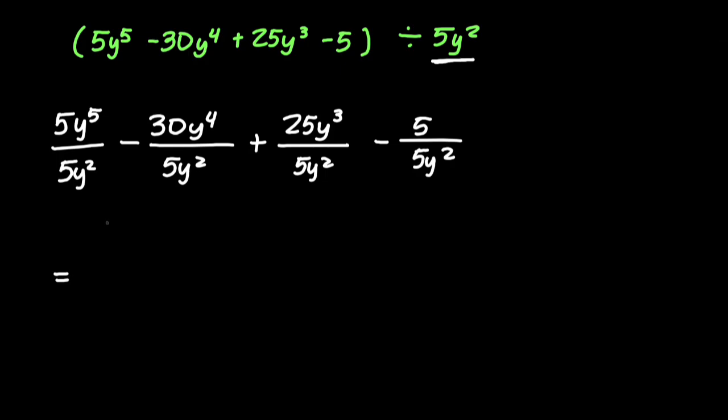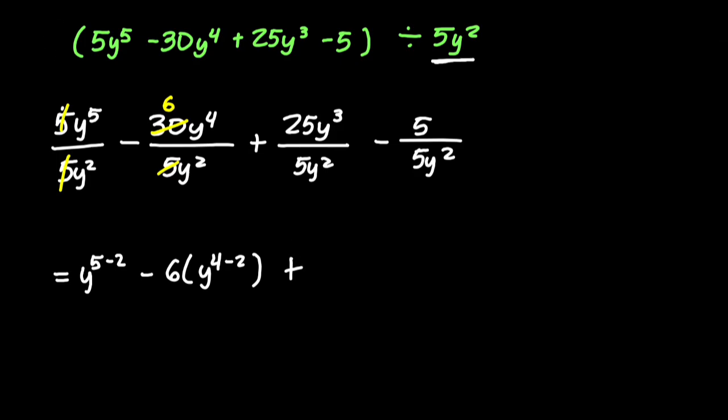So now, let us divide each of these. 5 here will cancel each other out, and y raised to the power of 5 divided by y squared would be y raised to the power of 5 minus 2, minus 30 divided by 5 would be 6. So it would be 6y raised to the power of 4 minus 2. I am just using this form because of the rules of exponents in case you want to learn it.